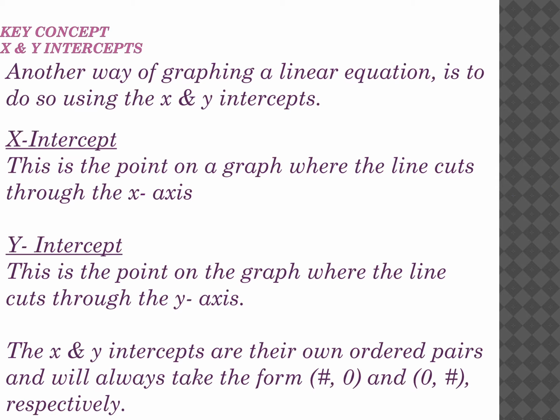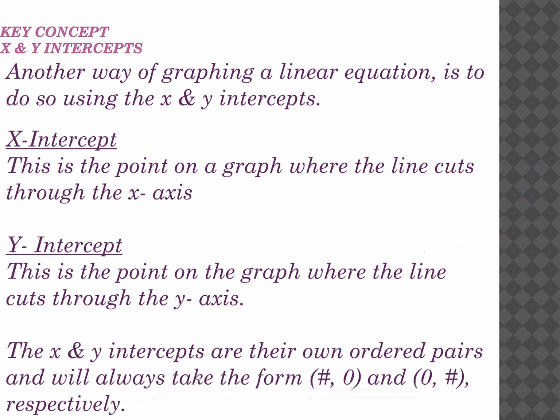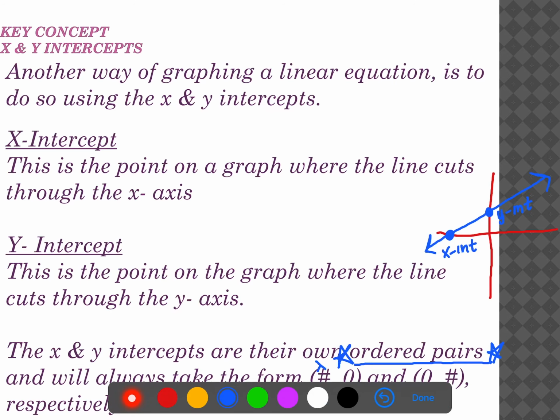Okay, now, the x and y intercepts are ordered pairs. This is very important. Write this down. Okay, and we're going to put a bunch of stars around this. Okay, x and y intercepts are ordered pairs. They take on a very specific form. Okay, they are a number, comma, 0, and 0, comma, a number, respectively. So this is your x-intercept. Sorry, it's a little squished here. And this is your y-intercept.